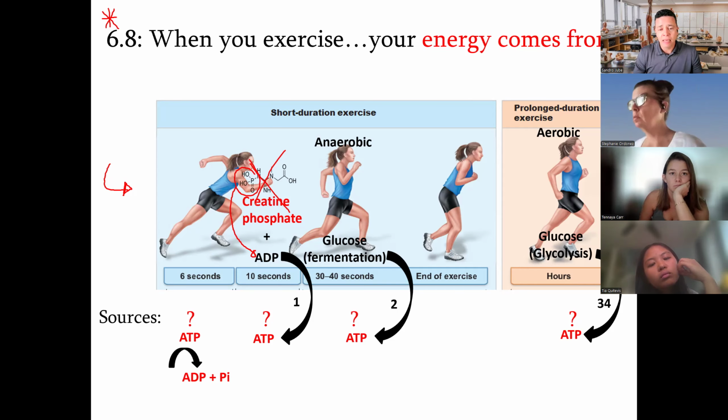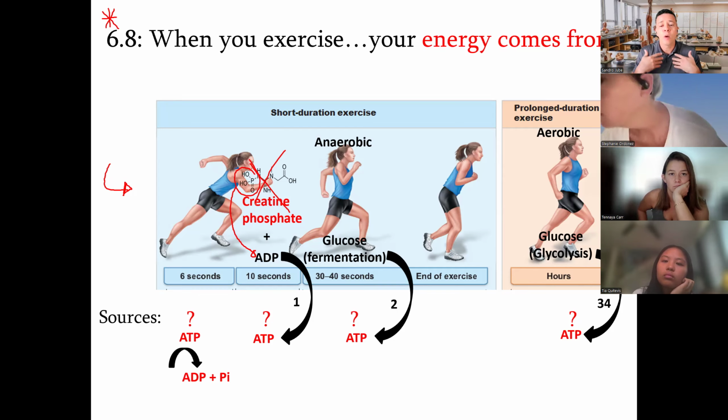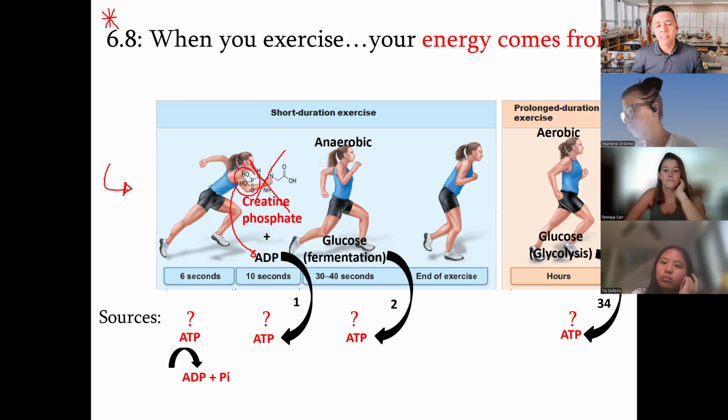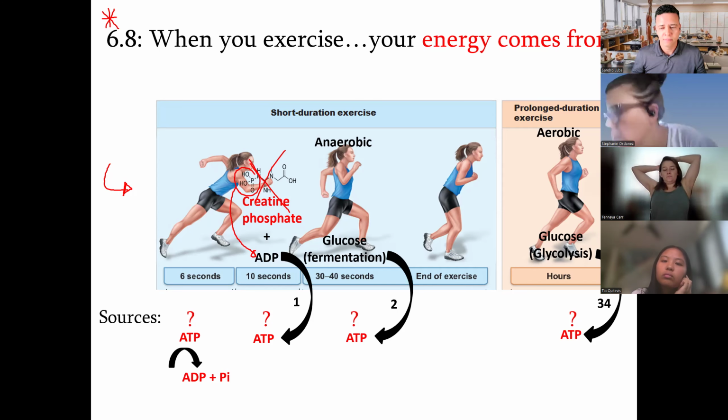Now, at the end of the day, the energy source for us, for everything in our body for that matter, is ATP. The question is, where are we going to get that ATP from? Are we going to get the ATP from the ATP already in the cell? Are we going to get it by generating ATP from creatine phosphate? Are we going to get ATP from glucose fermentation? Or are we going to get ATP from glucose sent through glycolysis? Okay? Any questions, folks?